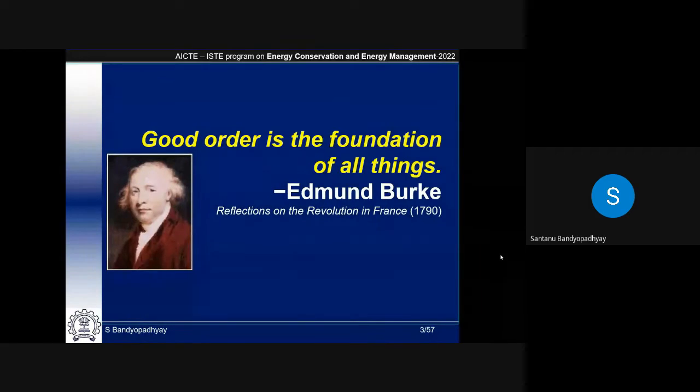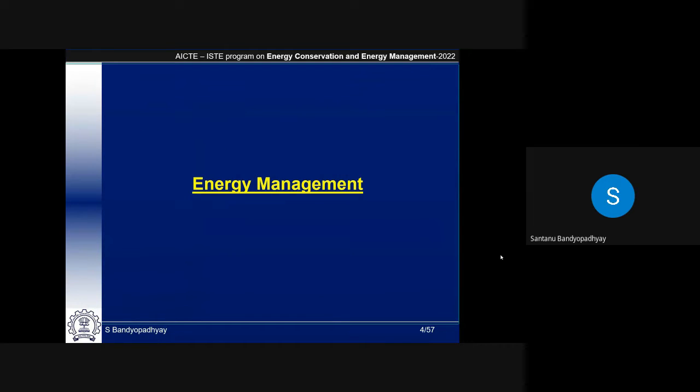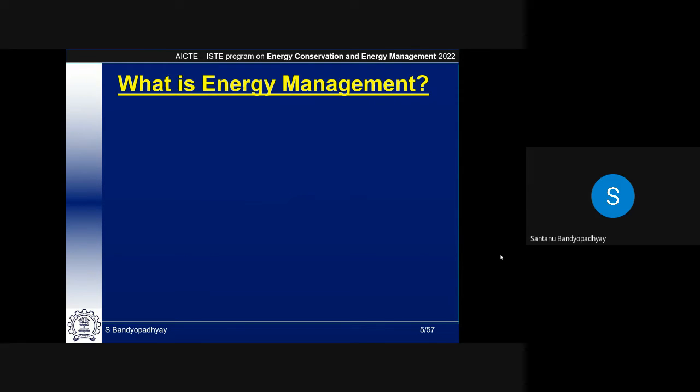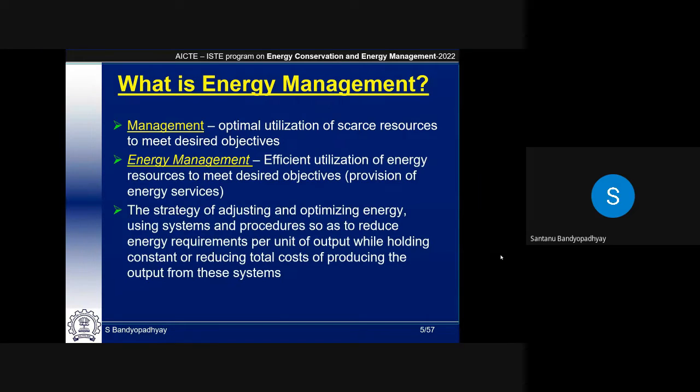Let's start with the foundation. Let's look at the definition. Since the last few days we have been talking about energy management, so let me start with the definition of management itself. The term management essentially means optimal utilization of resources to meet a desired objective. What I mean is, whenever there is any kind of resource, how do you utilize it optimally to achieve certain objectives, that is management. Now, the term energy management was coined in the 70s, essentially to look at the efficient utilization of energy.